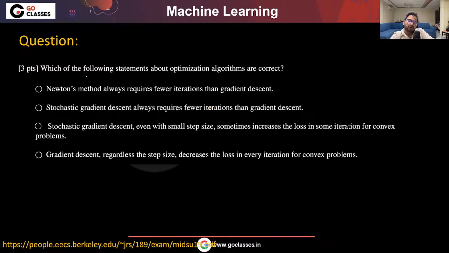Let's see this. Which of the following statements is true about the optimization algorithms? So they are saying Newton's method. Actually, this is not in the syllabus, so we can just remove this. Okay, let's just talk about stochastic gradient descent and gradient descent. Stochastic gradient descent always requires fewer iterations than gradient descent. Is this always true? See, there is no hard and fast rule. I cannot say always, right? So no.